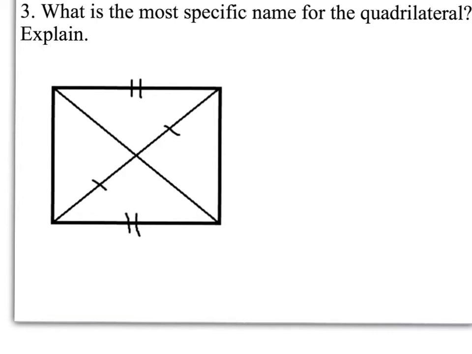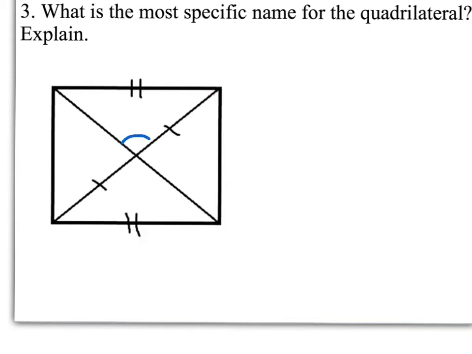What is the most specific name for the quadrilateral? Explain. Well, I'm not operating with a lot of information here. I have opposite sides are congruent, but only one pair of opposite sides. And I have this one diagonal that I know is bisected, but I don't know the other one's bisected. I'm going to try and add in a little information. See maybe if I can say something else.